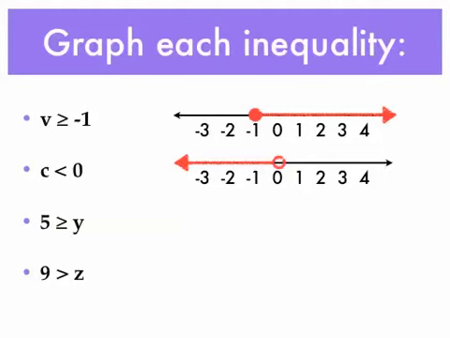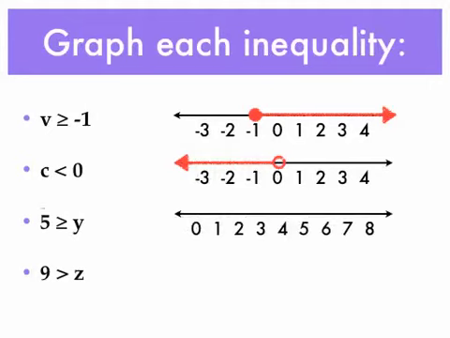The good thing about inequalities is that they can be read both forwards and backwards. So I can read this as 5 is greater than or equal to y, and I can also read it the other way and say y is less than or equal to 5. So I can rewrite this inequality by flipping all three parts.